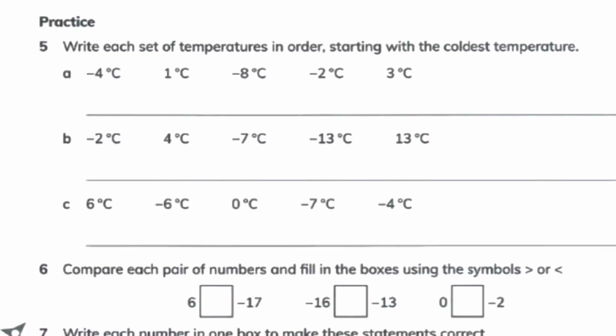So don't get confused. You can say that 17 is greater than 6, but -17 is lesser than 6. A number with a negative sign makes it smaller than the positive number. So any number on the positive side is greater than any number on the negative side. 6 is greater than -17.